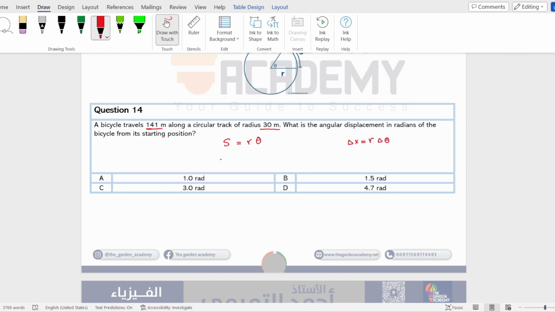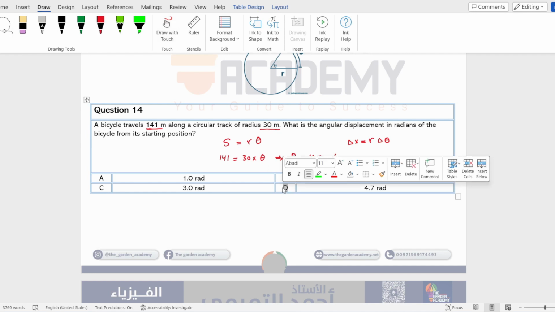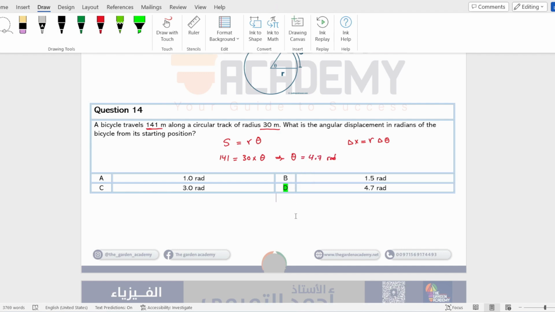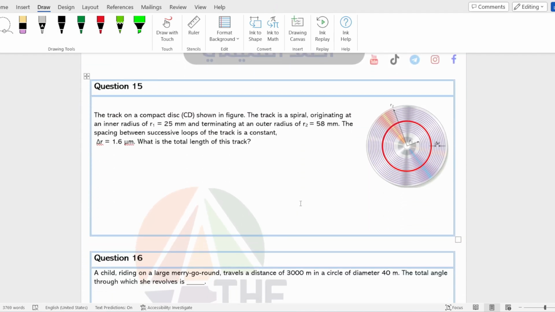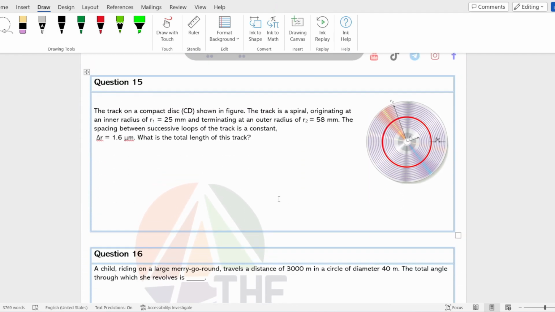Now we substitute the values. 141 is equal to 30 multiplied by theta. Once we do the shift solve we will get that theta is equal to 4.7 radians. فبالتالي we choose D. And the answer is 4.7 radians. ننتقل الآن إلى السؤال 15. This is a solved problem في الكتاب.